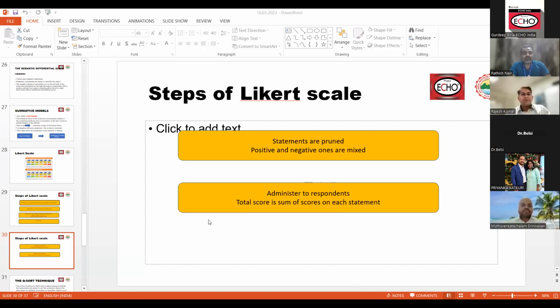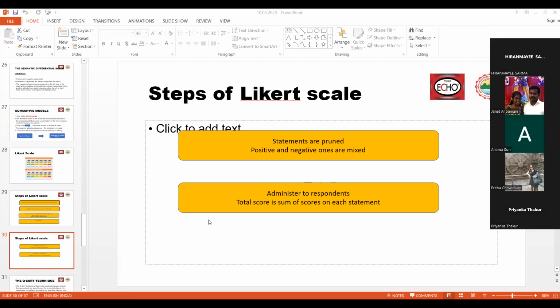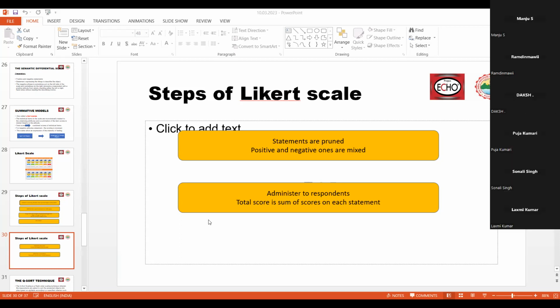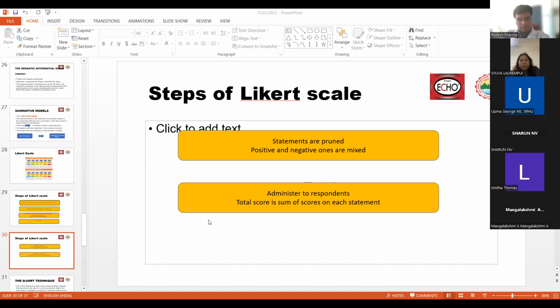So I mean to say who you are administering, and it has to be in a group which is almost a representative of the population which you intend to study. To assign the scale values to the degrees of agreement or disagreement with each item, the particular values may differ from one researcher to another. Sometimes one may adopt the values 1, 2, 3, 4, 5, and sometimes it may be plus 2, plus 1, which we have already seen.